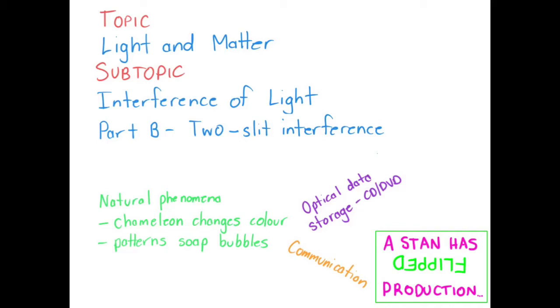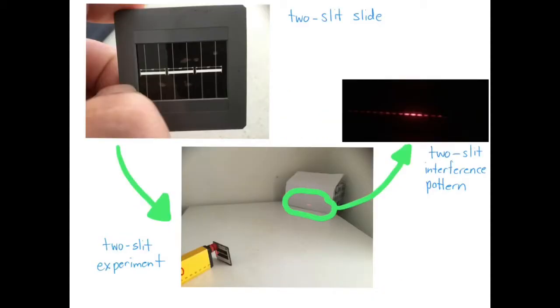Okay, in part B of the interference of light, we're going to look at the two-slit interference pattern with light, or in particular with coherent light. Just to explain briefly what the two-slit interference experiment involves, we have a two-slit slide, like an old-fashioned slide, with a series of double slits. You can't really see them on the small ones, but on the bigger ones you can see the two separate slits.